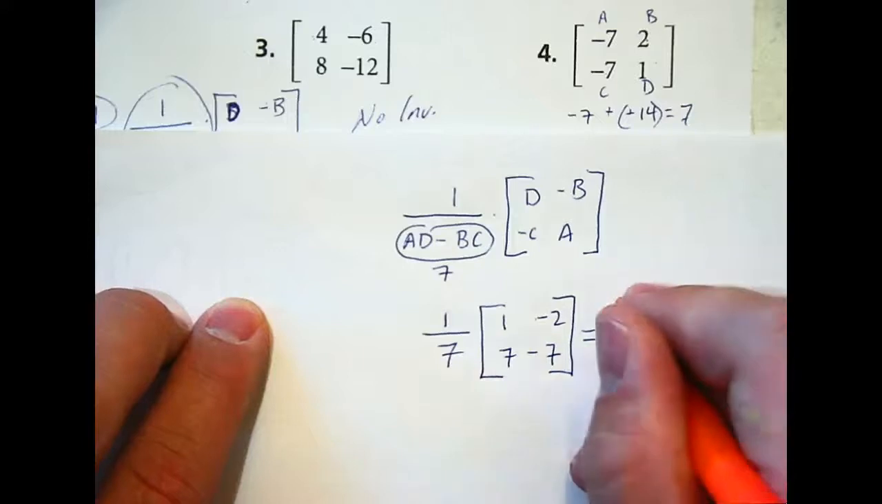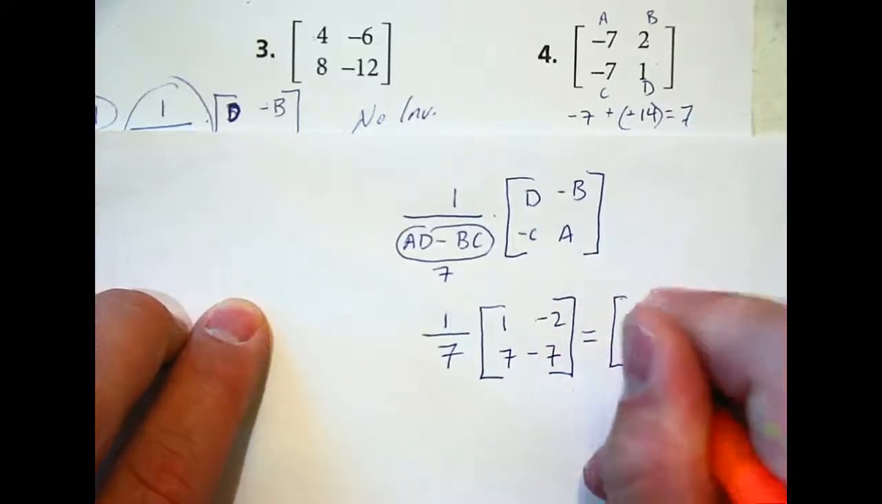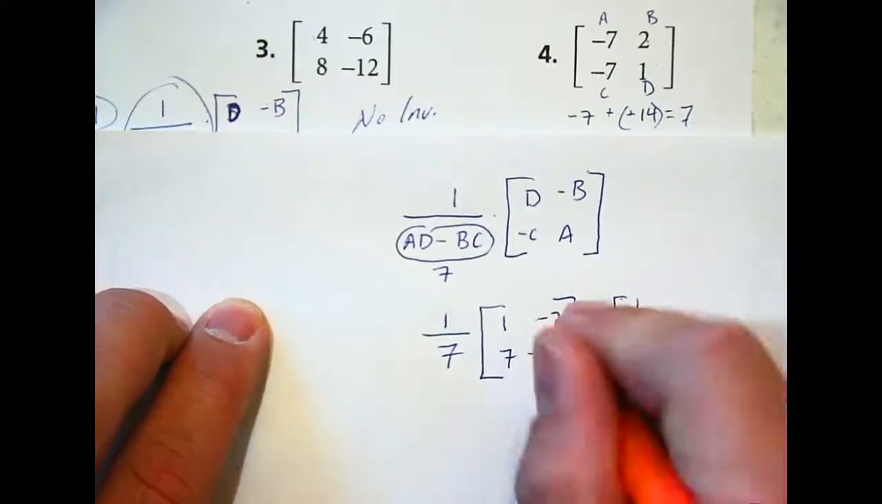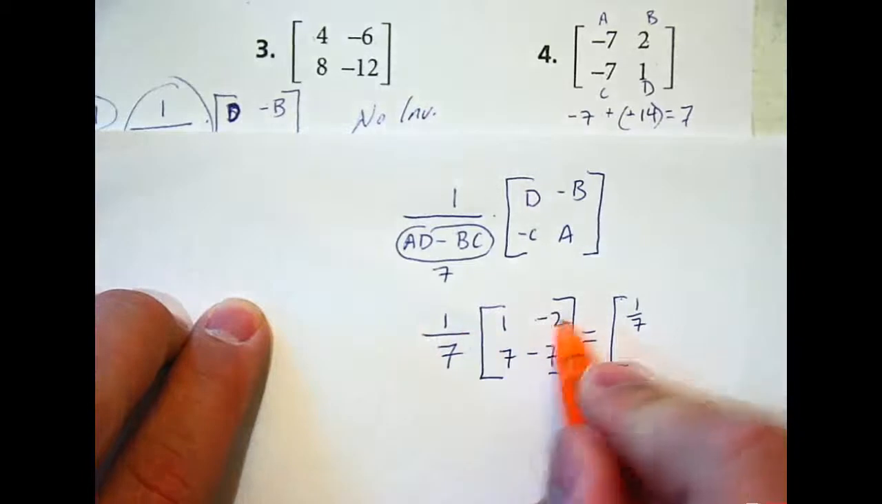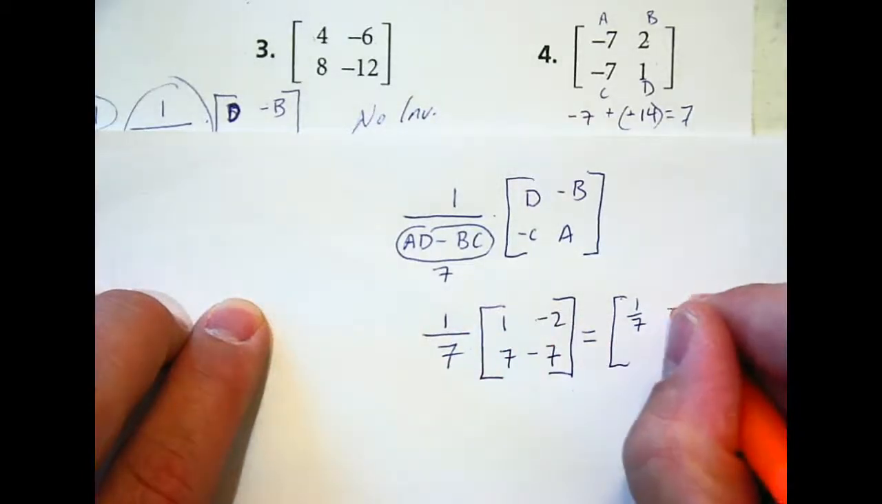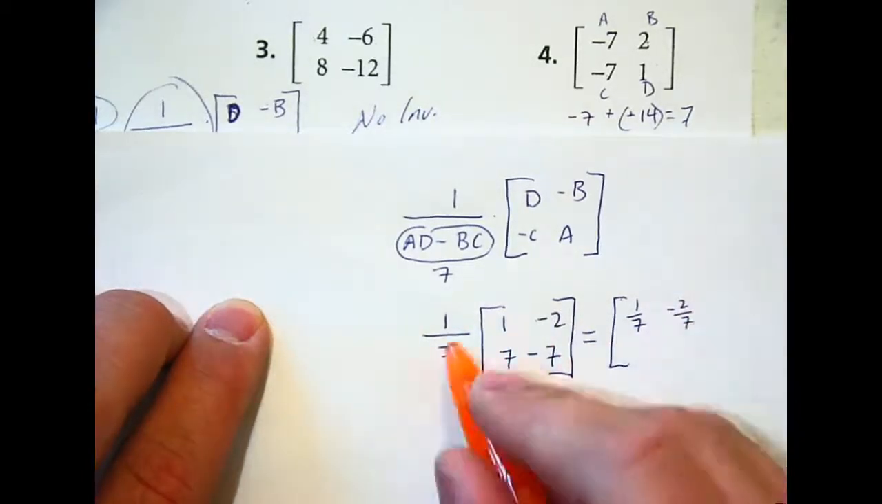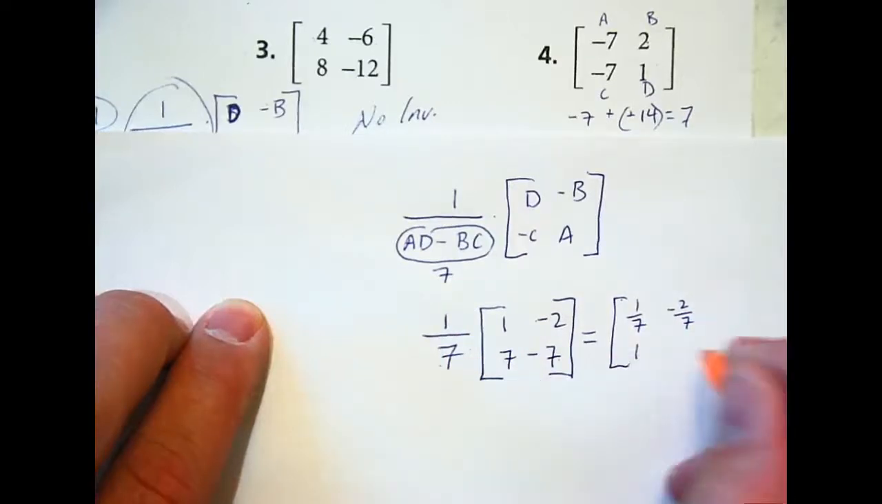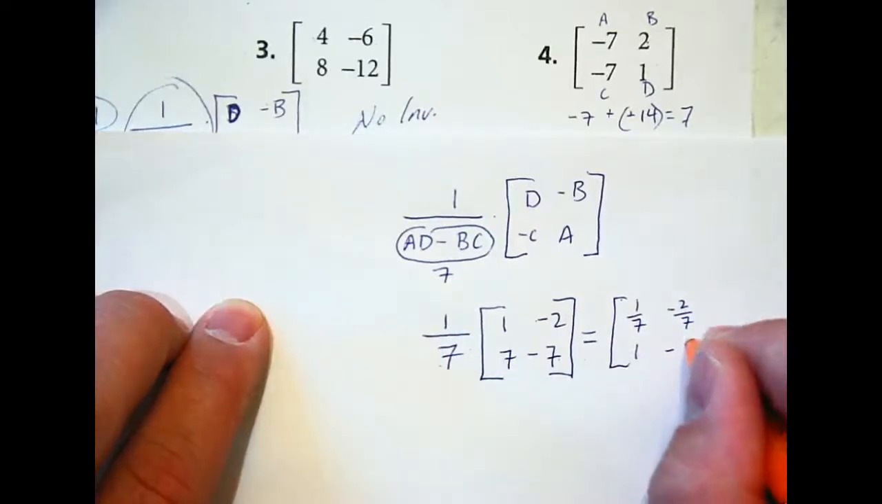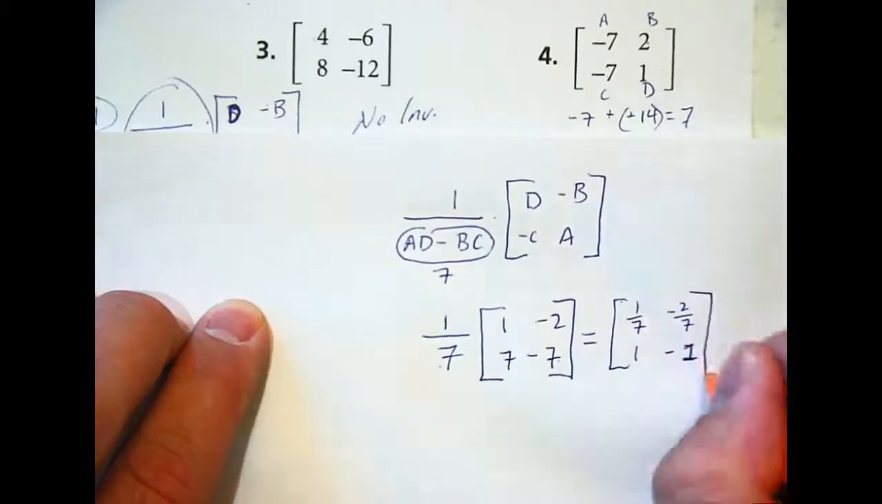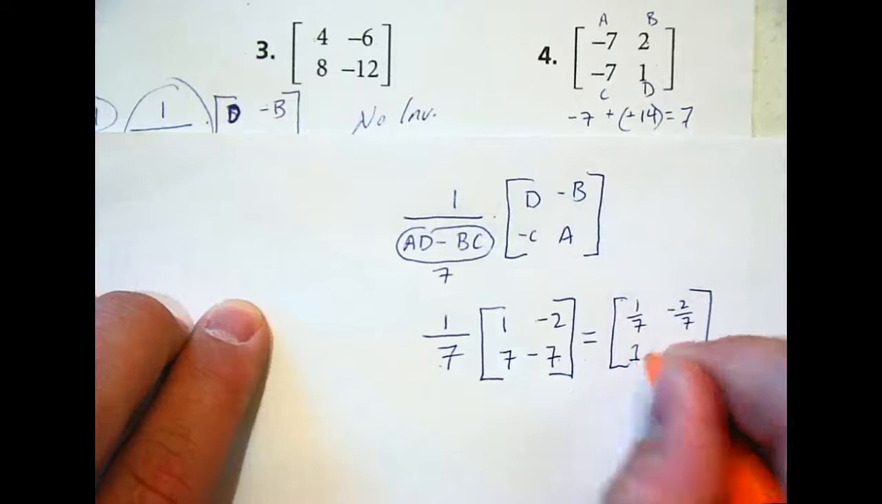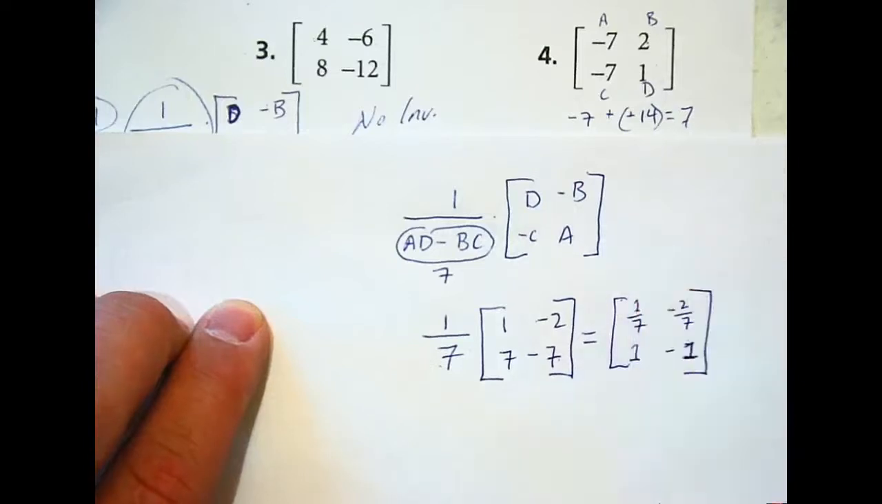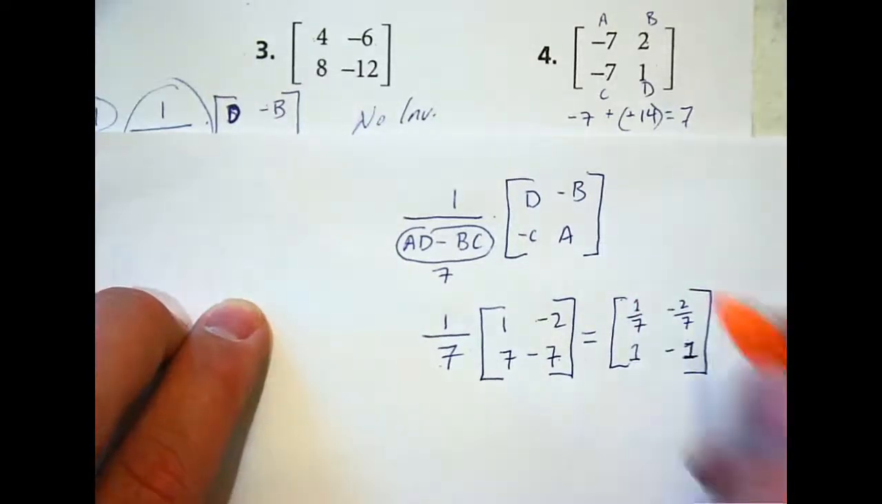1/7. Don't be afraid of fractions. 1/7 of negative 2, or 1 times negative 2 divided by 7, is negative 2 over 7. 1 times 7 divided by 7 is 1. And negative 1. Oops, negative 1. We'll make that a 1. Now we'll make all of our 1s look like that. There we go. All right. There we've got it. That is my inverse matrix.